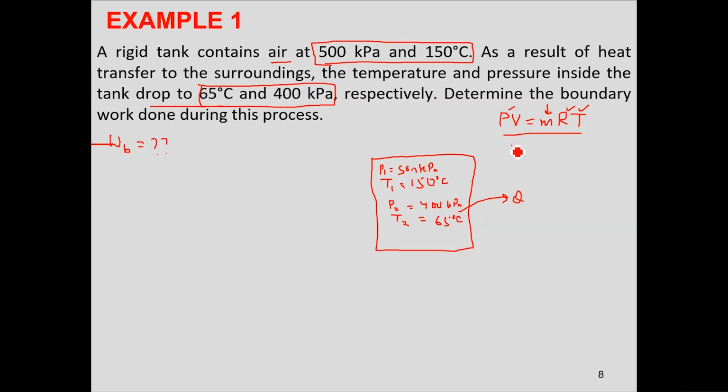All right, let me write it like this: P1 V1 over T1 is equal to P2 V2 over T2. Can we do it like this? V1 and V2, do you have these values?